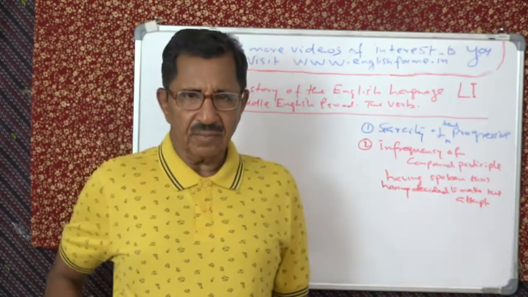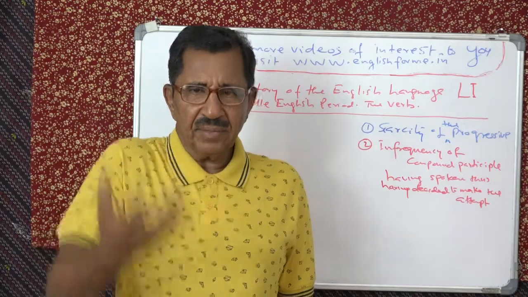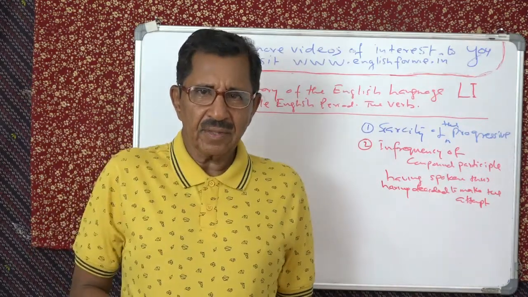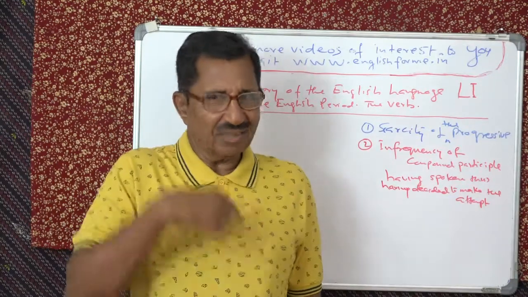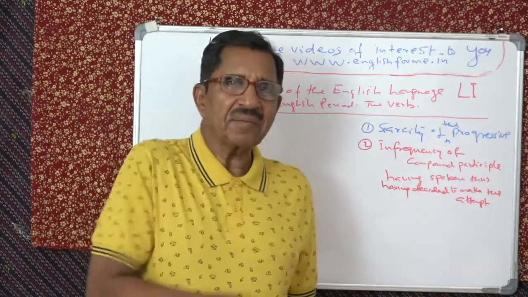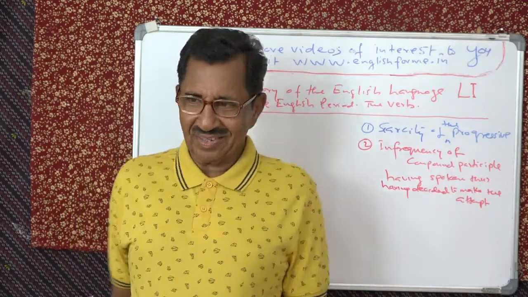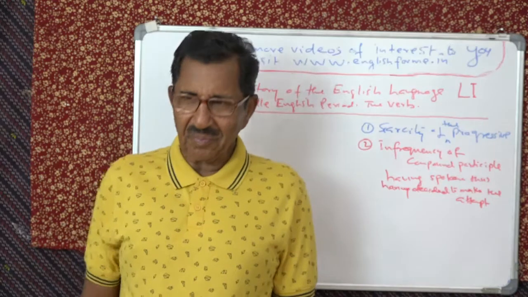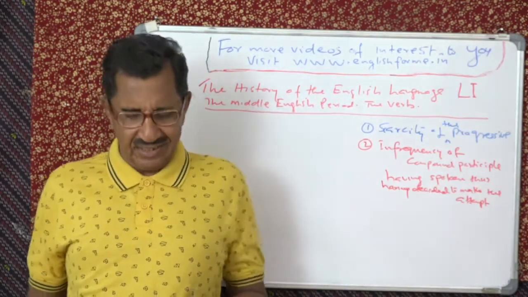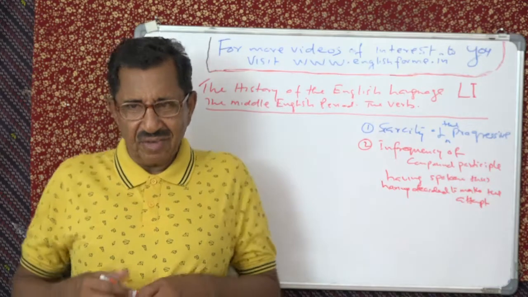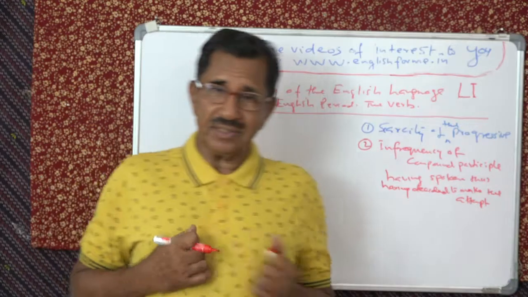You say like this, no? Having been seen by him, I hit myself. Having been, that is passive. Having been seen by him, I hit myself. That is also a compound participle.